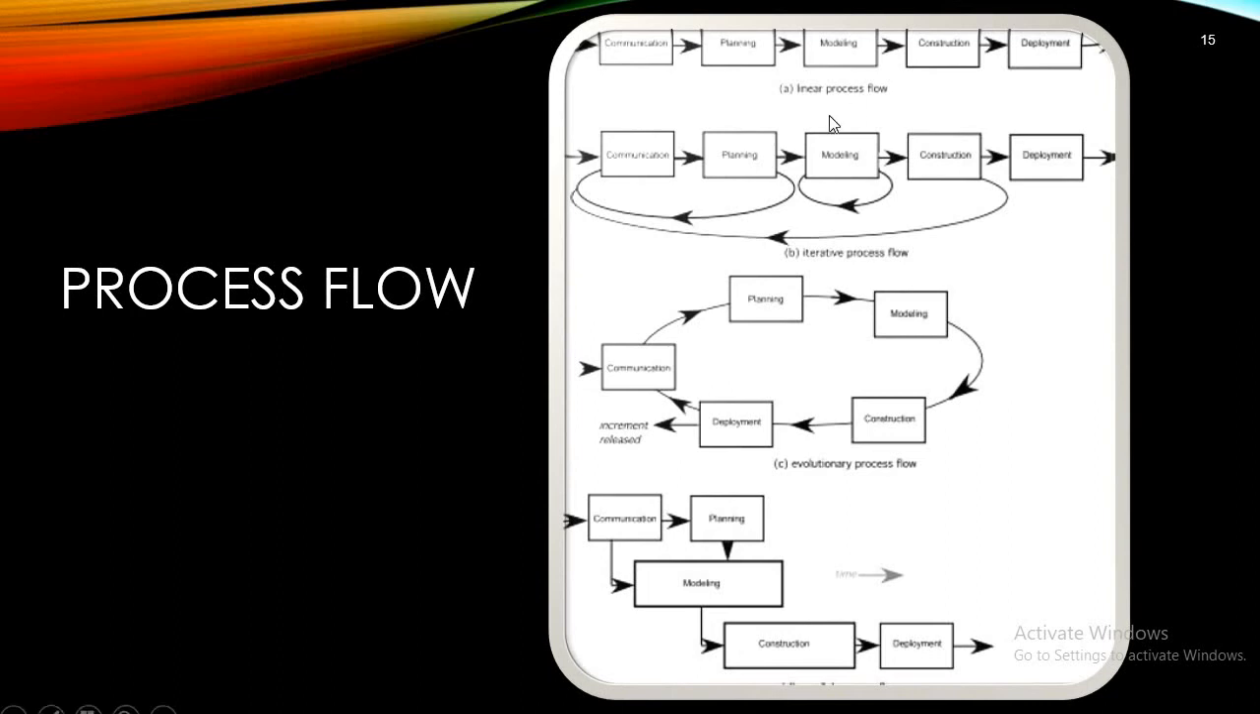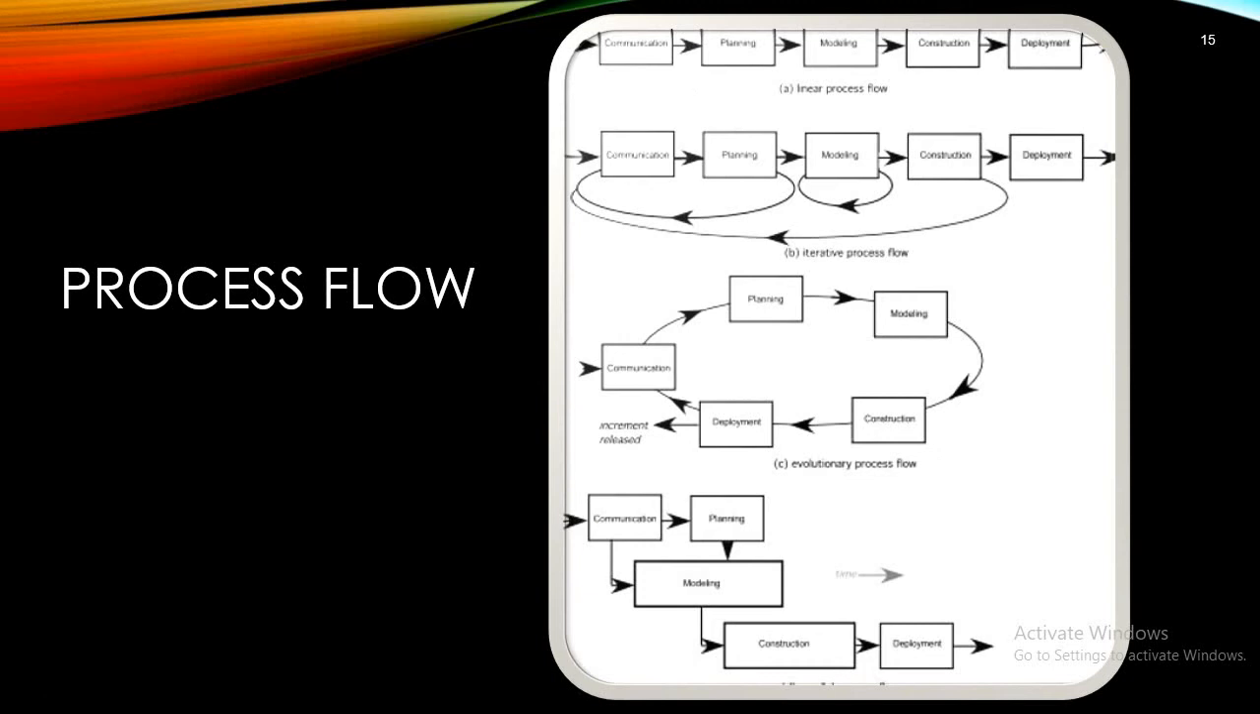So these are the 4 different flows that a process undergoes: linear process flow, iterative process flow, evolutionary process flow, and the last one is parallel process flow. So let me tell you what is linear process flow. Linear process flow is nothing but one which executes each of the 5 activities in sequence.